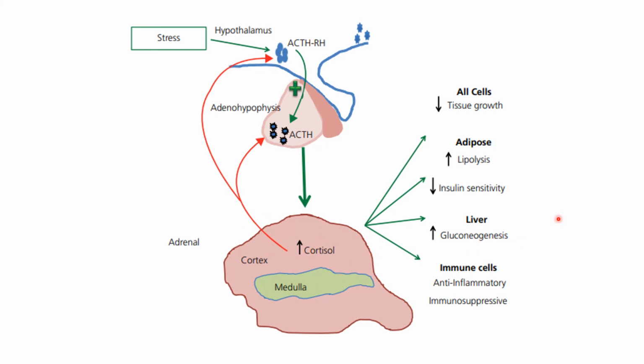So what's the effect? In all cells, decreased tissue growth, increased lipolysis in adipose tissue again to increase blood glucose, decreased insulin sensitivity because insulin enables glucose to enter the cell, but the goal of cortisol is to increase blood glucose, so it should not enter the cell. So, an anti-insulin effect. Increased gluconeogenesis, so increased synthesis of glucose from other sources such as fat, proteins, and others. Again, the goal is to increase blood glucose, with an anti-inflammatory and immunosuppressive effect as previously specified.